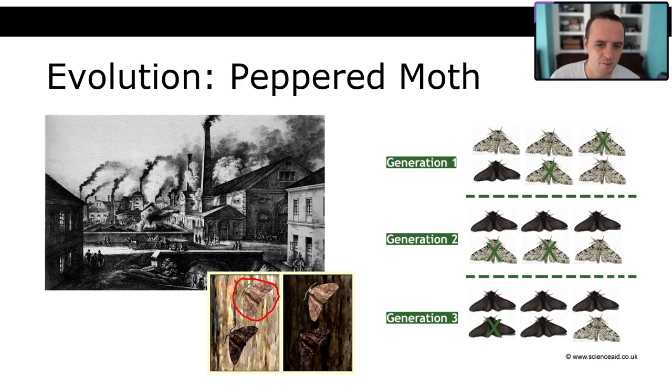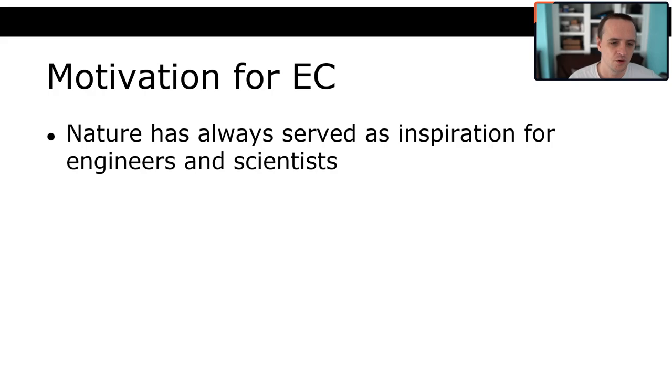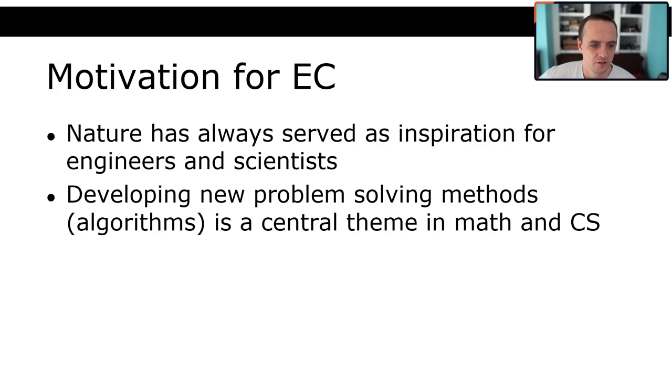So some of the motivations for evolutionary computation. Nature has always served as an inspiration for engineers and scientists. Whenever you go to create something new, you look at what's been done before. Why would you reinvent the wheel all the time? Look to nature, see what nature has done. Developing new problem-solving methods, so algorithms, is a central theme in math and computer science.